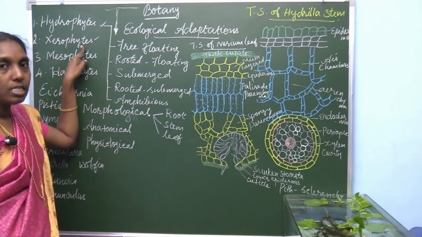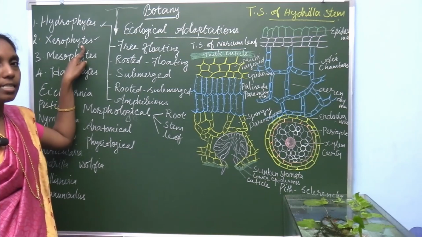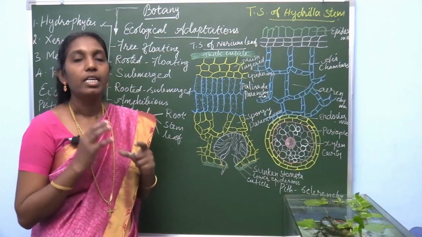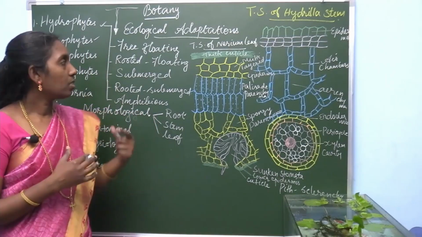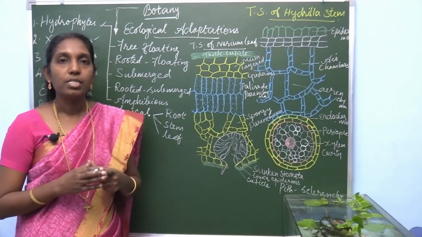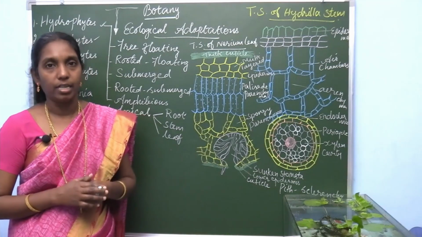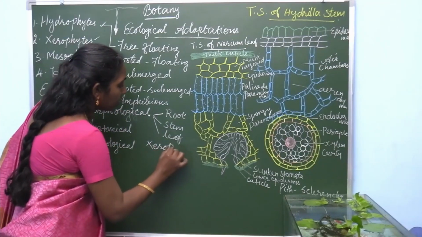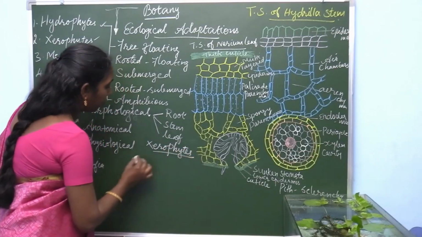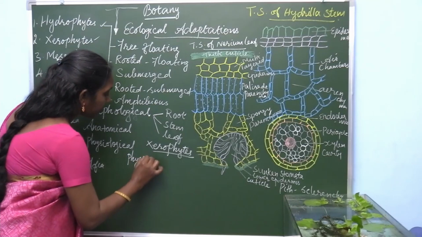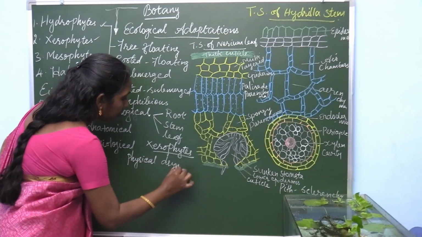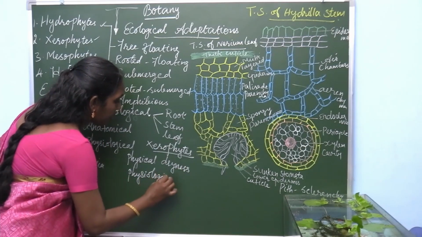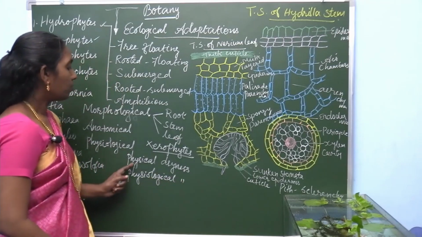Next classification is xerophytes. What are xerophytes? The xerophytic plants are those living in dry conditions. Based on this dry condition, there are 2 different kinds of dryness: physical dryness and physiological dryness. What is physical dryness?